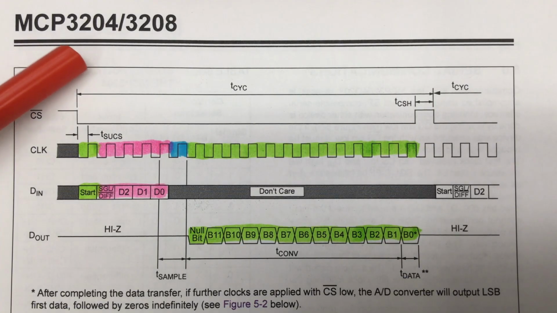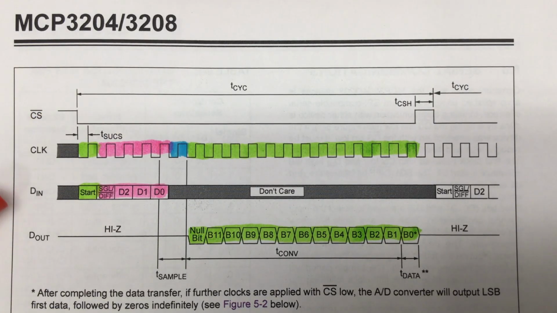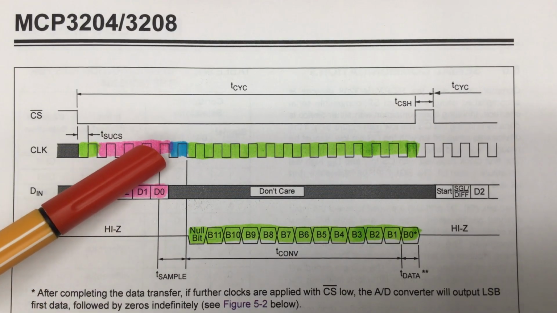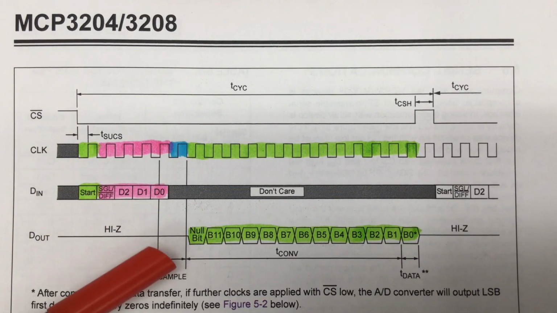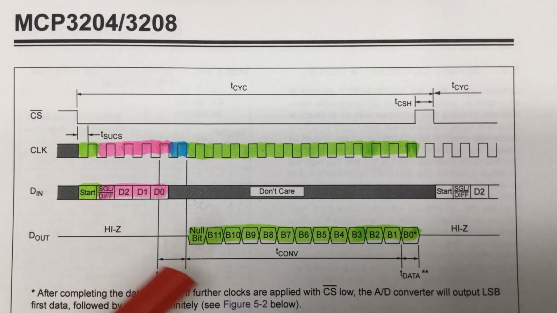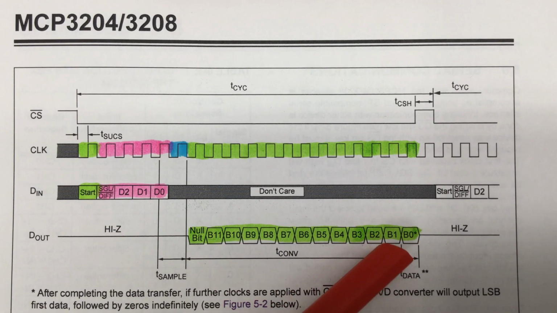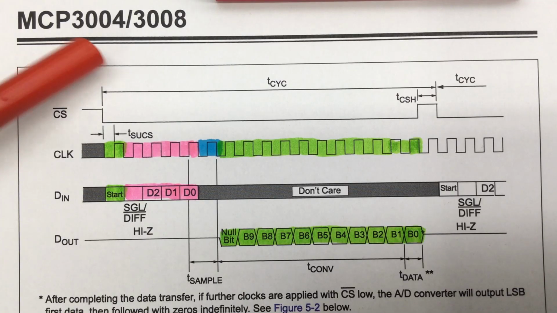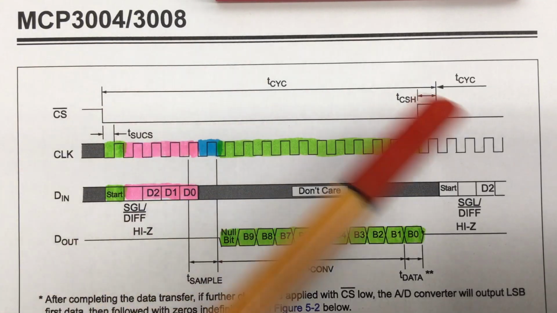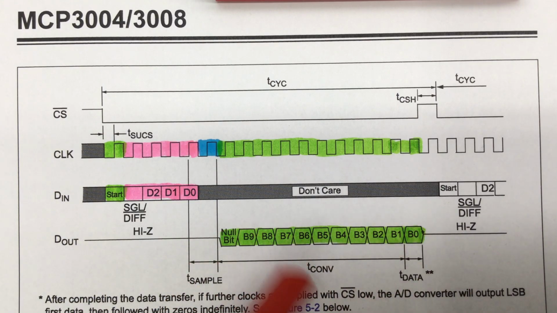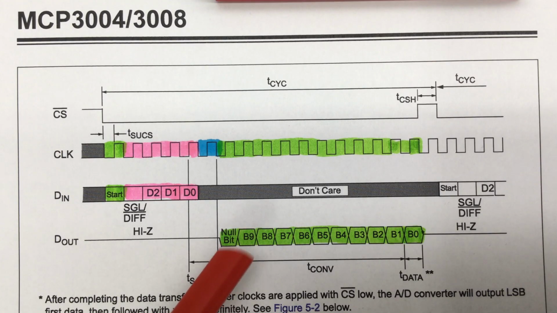For the MCP3204s and 08s, the master has first to send a high start bit, then follow the 4 configuration bits, then for a single cycle nothing happens, and then the chip replies first by sending a null bit, which is low, and then the 12 data bits. Most significant bit first. For the MCP3004s and 08s, it's exactly the same, but you only get 10 data bits here. Of course, also most significant bit first.